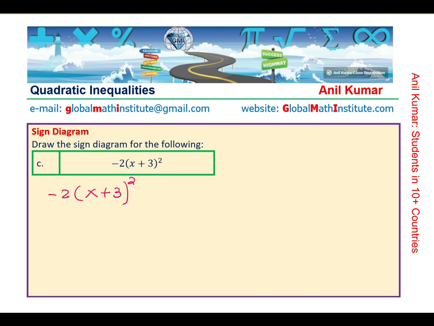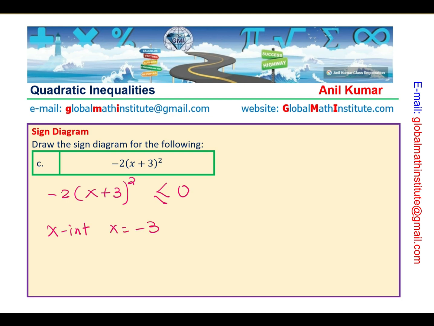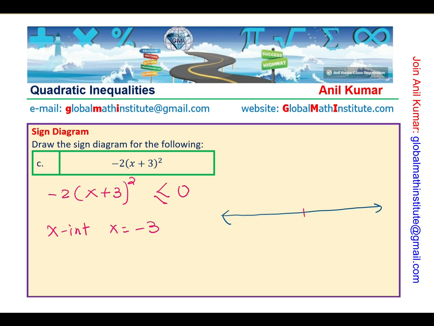Now in this case, you see minus 2 times x plus 3 whole square should be always less than or equal to 0. Because this negative 2 is negative, right? And x plus 3 whole square will always be positive. So here we have x-intercept at x equals to minus 3, correct? So when you draw a number line, we have only one 0 here. I'm just marking 0 as a reference frame. 0 is at minus 3. So we need to test only two sides of this, right? On left and on the right hand side.